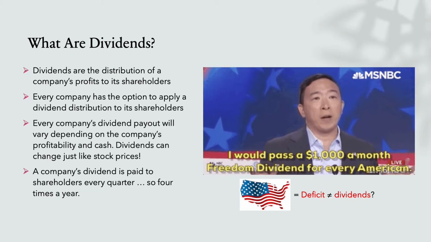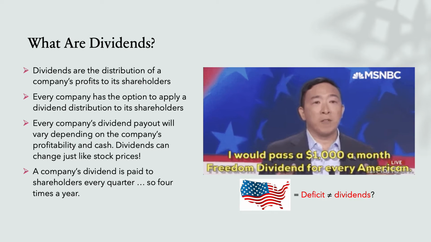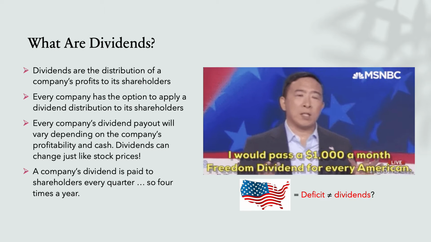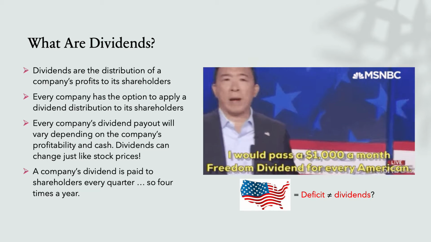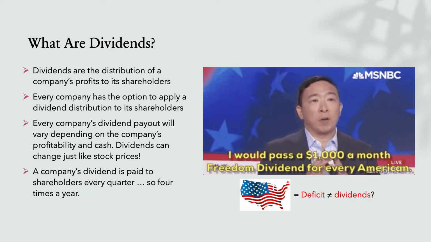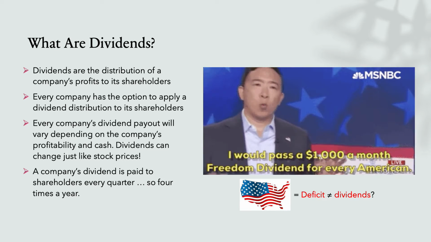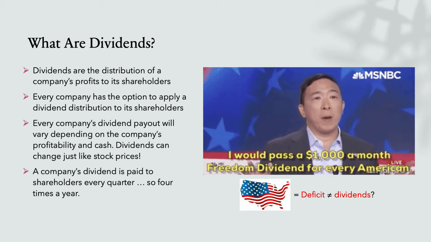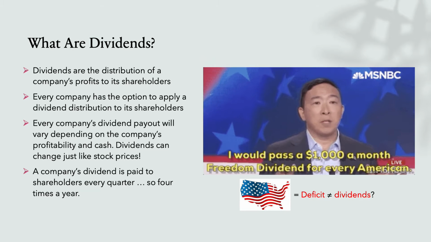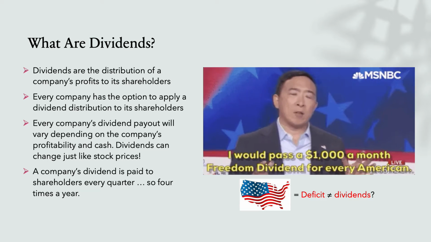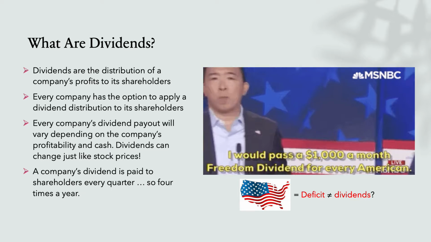Now, you may be wondering why I put that Andrew Yang gif there. Well, I like his idea of using freedom dividends, but I'm not sure what he's talking about because, the USA, we actually have a deficit problem, meaning we're in a lot of debt and we don't have any profits yet. So I don't know how we would get dividends to every American, but I like how you're thinking there.